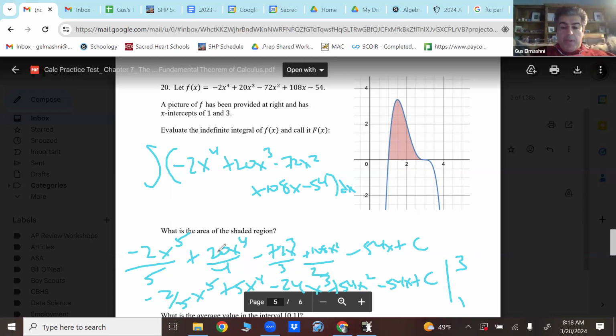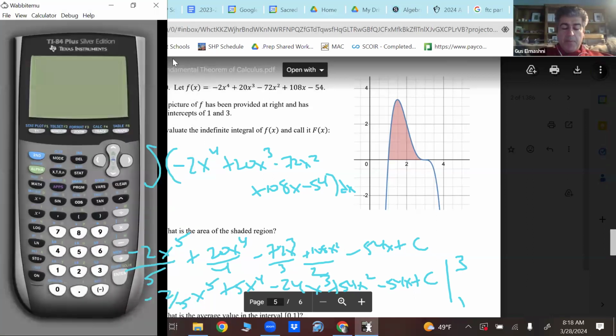And you've got to be really careful when you plug it in because there's a lot of arithmetic going on. But this is where your teacher may want to see that process, the plug-in, which I know is a real pain to do. But in the graphing calculator, because I already punched it in, right?